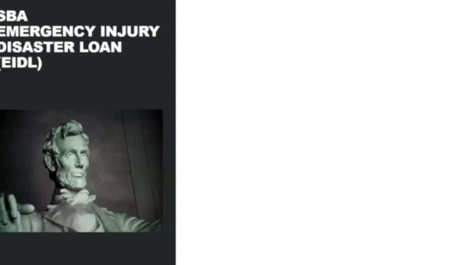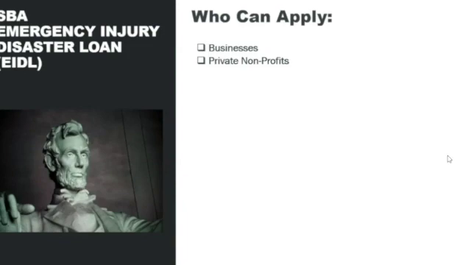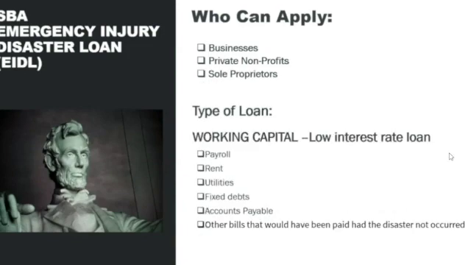The loans that we're going to focus on are the SBA Emergency Injury Disaster Loans, the EIDL we'll call them. Who can apply for these loans? These loans are available to businesses, private nonprofit organizations, and sole proprietors. These are low interest working capital loans, which means you can pay things like payroll. It could cover things like utilities, rent, fixed debt, accounts payable, and other bills you may have incurred had this disaster not happened.